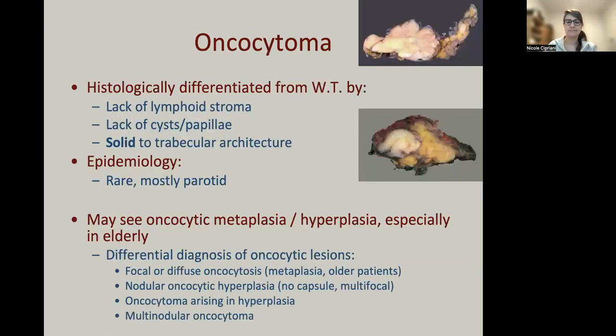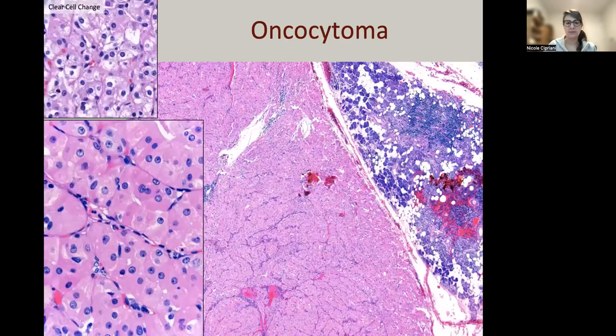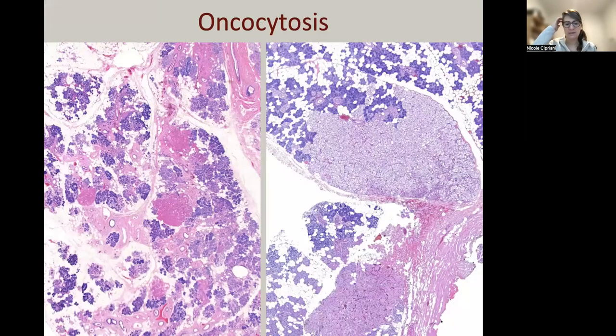This is in contrast to oncocytoma, which is purely oncocytes and does not have the background lymphoid stroma. So you can see here purely sheets of oncocytes without lymphoid stroma. Sometimes it has clear cell change. And sometimes you can see multiple foci of oncocytic nests within the parotid parenchyma. Here's one, here's one, here's one, here's one. Here's a clear cell oncocytic nest.